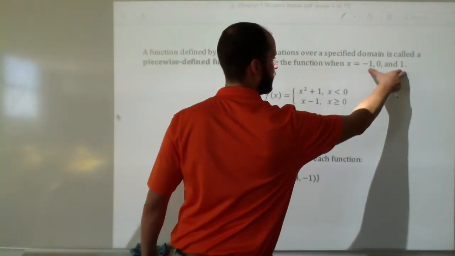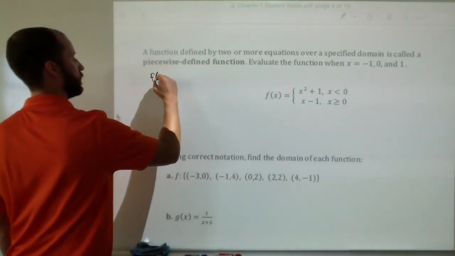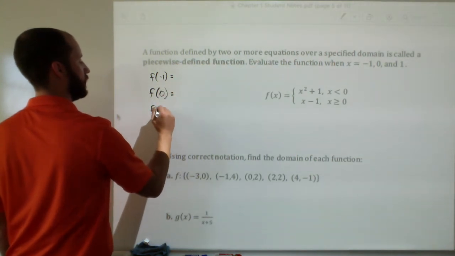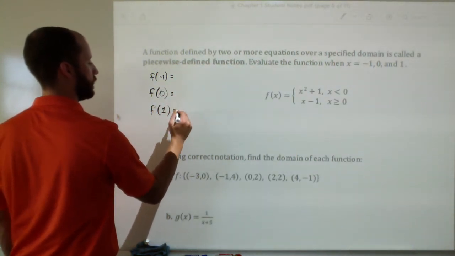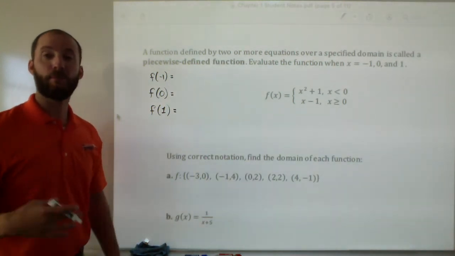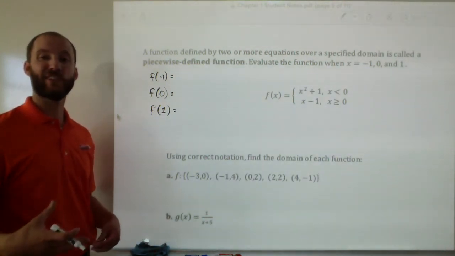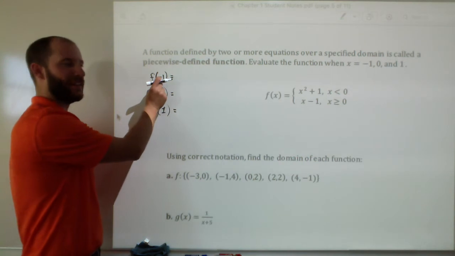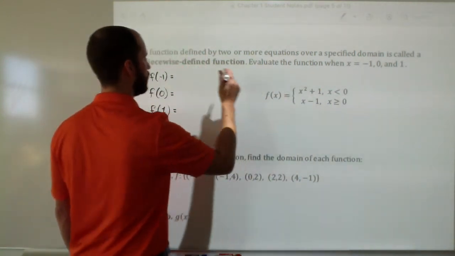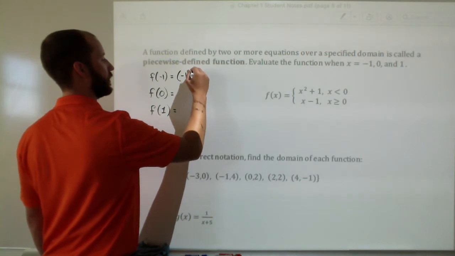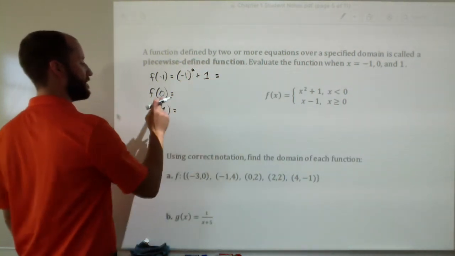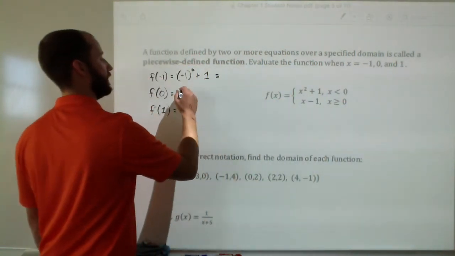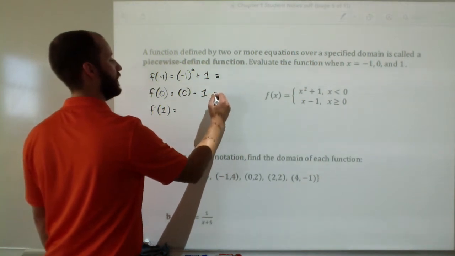So evaluating at these certain values here, f of negative 1, f of 0, and f of positive 1. Depending on your input, you have to look at the function rule you're going to be using. So negative 1, that is less than 0. When it's less than 0, we use our quadratic model. x equals 0. That's right at that cutoff, that transition point.